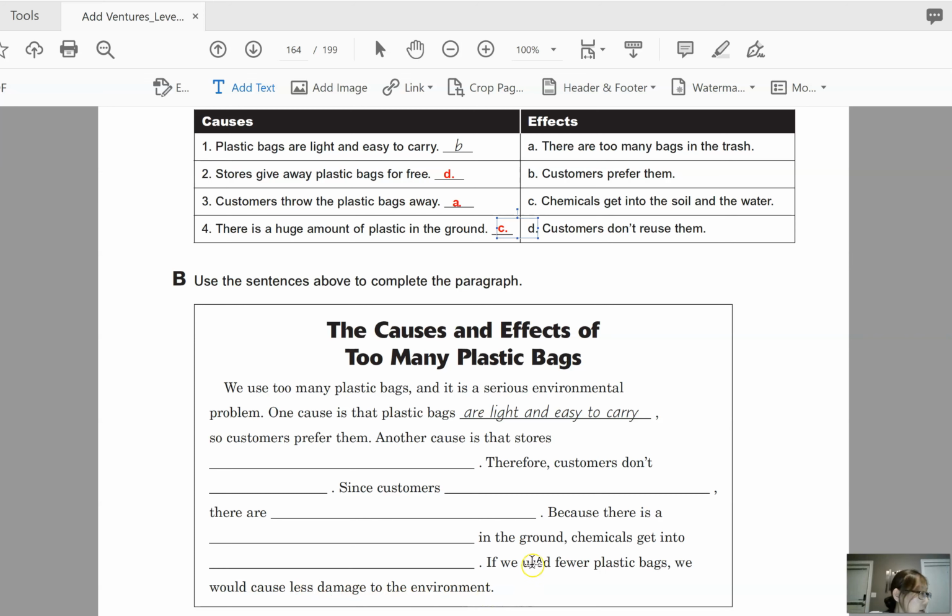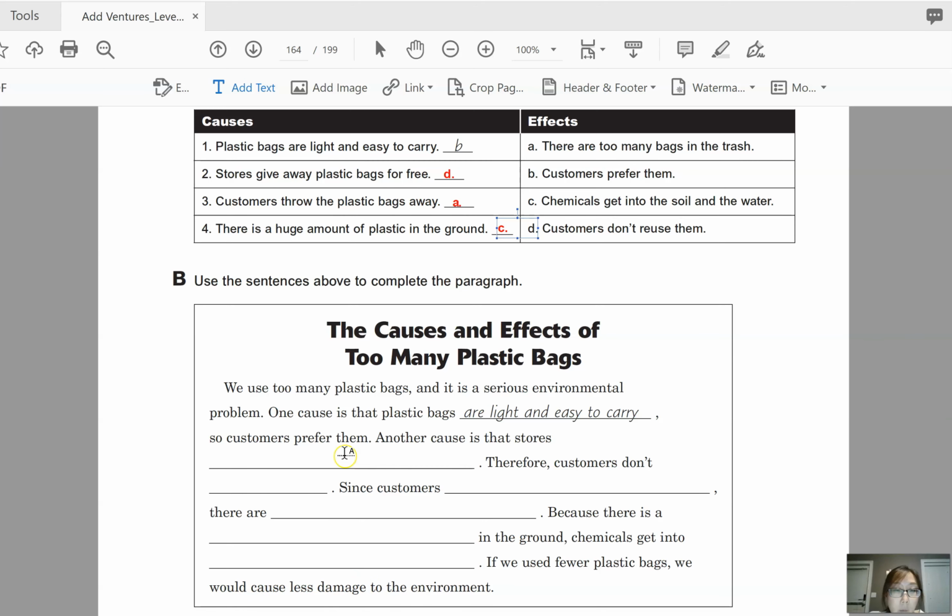If you remember from our grammar lesson, Lesson B, we learned how to use conditionals, and specifically present unreal conditionals. If we used fewer plastic bags, and for this if clause, we need to use the past tense, we would cause less damage to the environment. We have to use the modal would in the results clause.